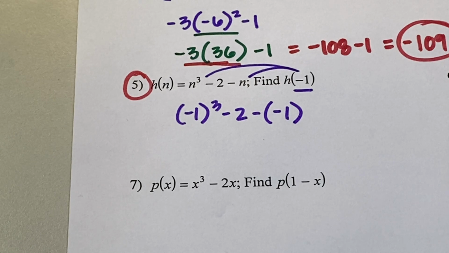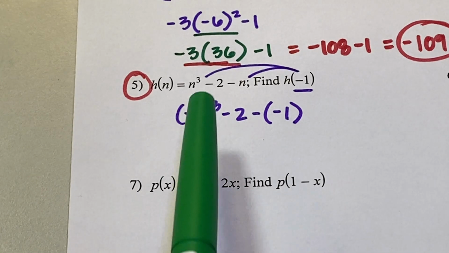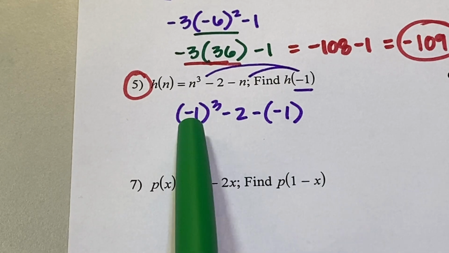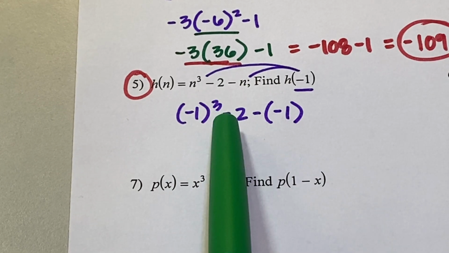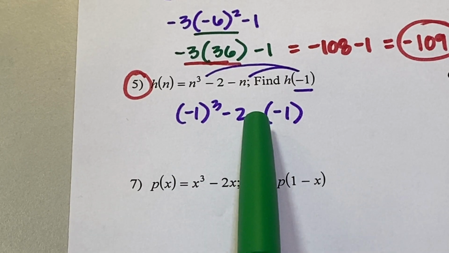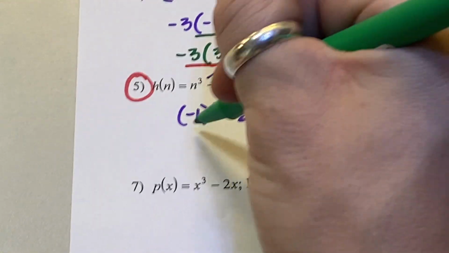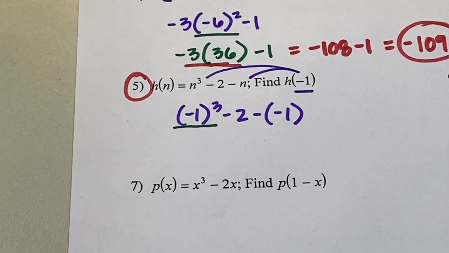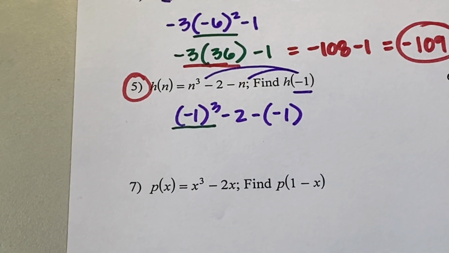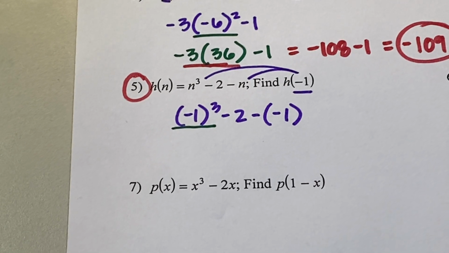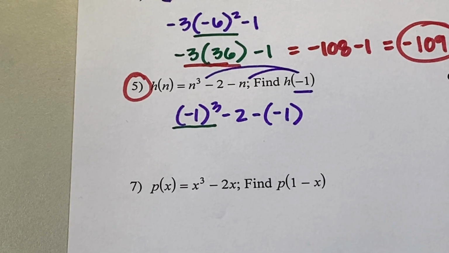Okay, notice, I don't have the final answer yet because I want to work through this one with you guys. This one's a fun one. So all I did here was take my -1, replace my n's with it. So now I have -1 cubed minus 2 minus a -1. Let's take care of this first little piece right here, you guys. What is -1 cubed? Now think about this. -1 times -1 times another -1. What's that give me?